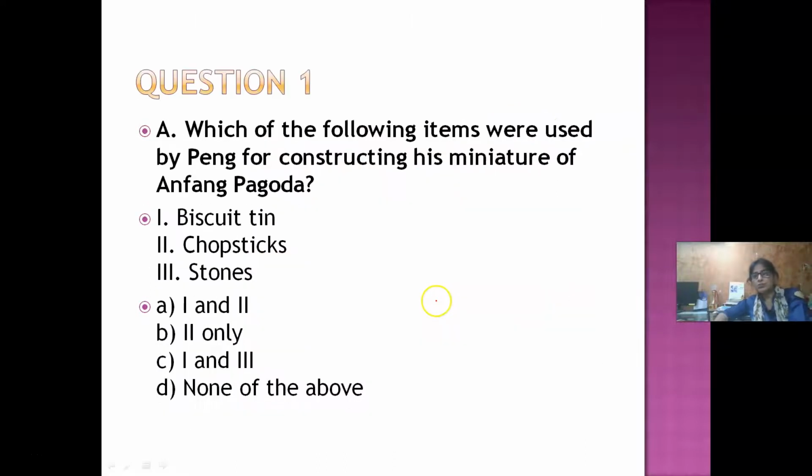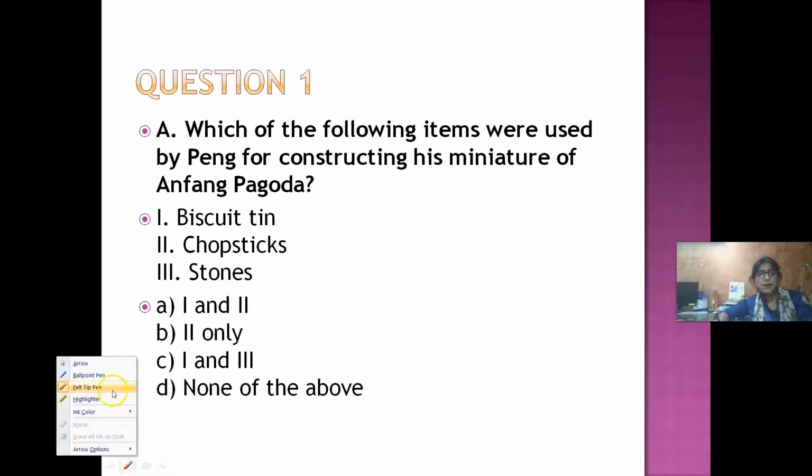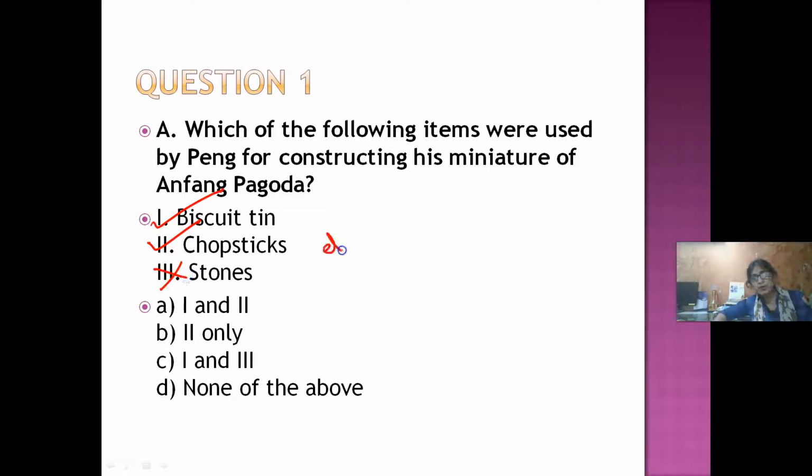Now let's see the questions of these. What are the questions which are asked from this passage? The first question: which of the following items were used by Peng for constructing his miniature of Anfang Pagoda? It's a biscuit tin, chopsticks, and stones. So obviously we have read in the passage he has used a biscuit tin, he has used the chopsticks, but he had never used the stones, but there were electric wires.